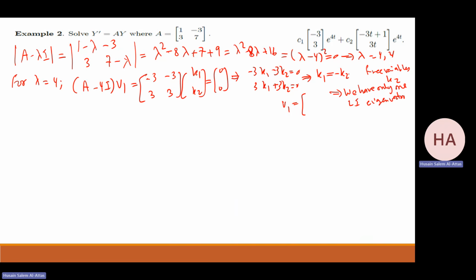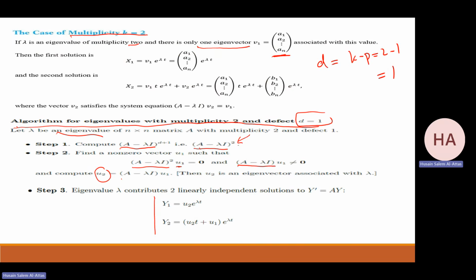I will write K1 as 1, and that will be minus 1. Yeah, I write K2 as 1. Sorry, it's okay, both are correct. K2 is 1, and this will be minus 1. That will be an eigenvector. So I have only one. So D, which is the multiplicity minus the number of eigenvectors, is 2 minus 1, which is 1. So I have an eigenvalue with multiplicity 2 and defect 1. So I will follow this procedure.